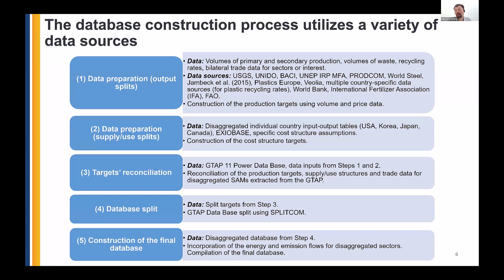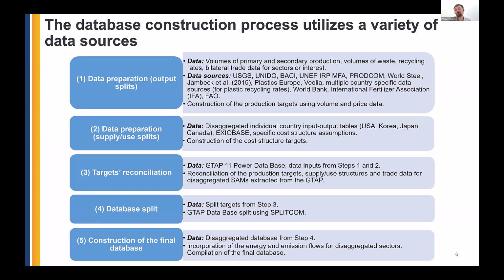In this regard, we have used a number of data sources. For instance, the United States Geological Survey to come up with mining output values. We have used the UNIDO database to complement that, to come up with, for instance, plastics production. We have used Plastics Europe and Veolia databases, and so on. For fertilizers, we have used International Fertilizer Association data and data from FAO. I'll discuss specific data assumptions on one more slide in a bit more detail, but this slide is just to provide an overall workflow for developing the database. So with the data that we have collected, we essentially construct the output targets for sectors under disaggregation.